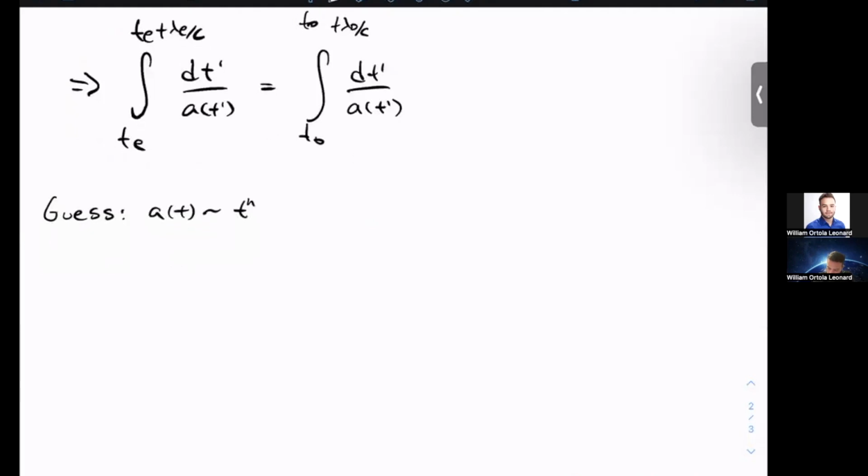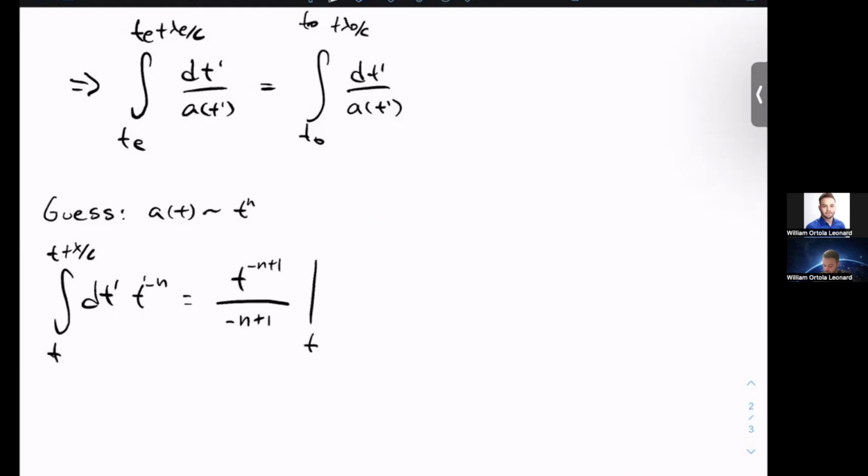And so let's do it just generally. We're going to have some time t and then a time t plus a wavelength over the speed of light. And then our integrand is going to become dt prime times t to the negative n. And what this means is that we're going to get t to the negative n plus 1 divided by negative n plus 1, and this has to be evaluated at the limits of t all the way to t plus lambda over c.